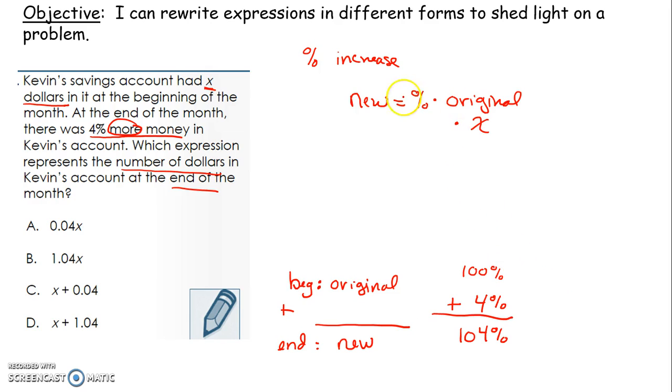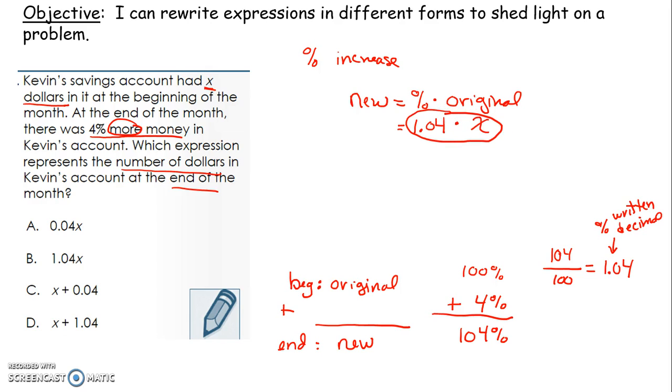But we know in our percent equation, we have to take that 104% and rewrite it as a fraction or a decimal. So 104% is always out of 100. If you divide that out, you get 1.04. So that is your percent written as a decimal, and that's what we need to use in the equation. So this is 1.04. That's going to give us our new amount.